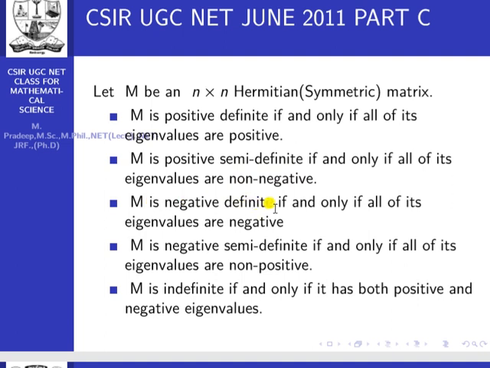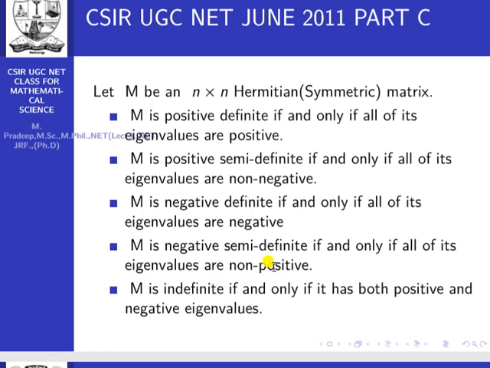M is negative definite if and only if all of its eigenvalues are negative. Only negative eigenvalues. Negative semi-definite means if and only if all of its eigenvalues are non-positive. That means 0 and negative values. Eigenvalues are 0 and negative values, then negative semi-definite. Indefinite means it has both positive and negative eigenvalues, then the matrix is called indefinite.